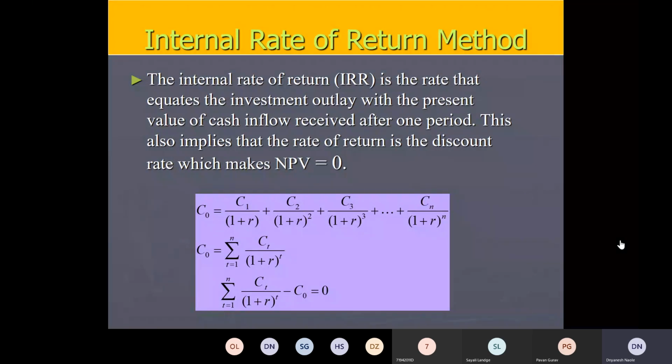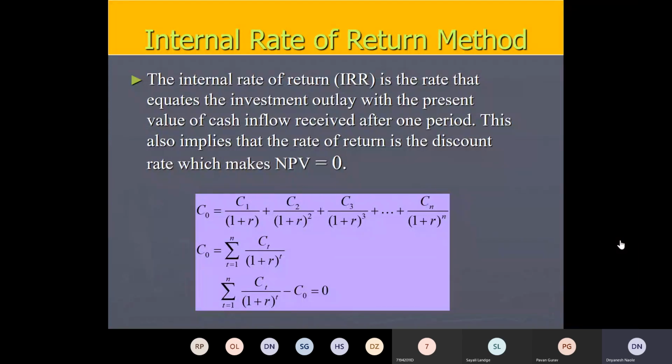Now, going ahead, there are two methods which are remaining: the internal rate of return method and the accounting rate of return. These two methods we'll discuss, and in the next class we will see some more numericals on these methods.